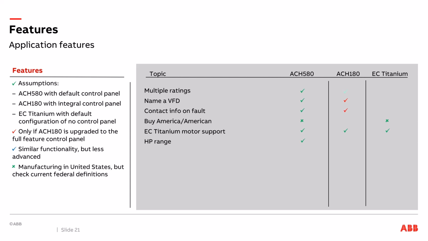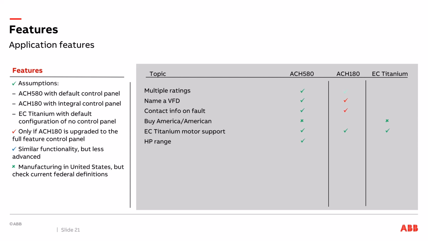This next one, you'll see I put a new symbol on here. It's a green X. This is for Buy America, Buy American. One thing I know about the U.S. federal government is that nothing is ever the same long term. There's always redefined things depending on who the administration is. Policies change. So I'm just going to call this a green X.